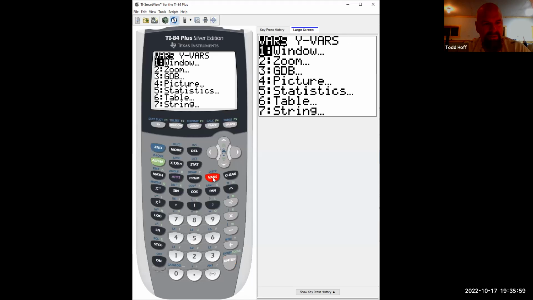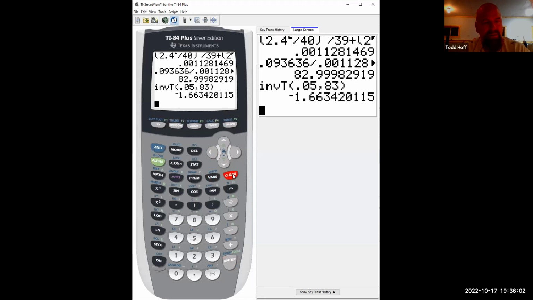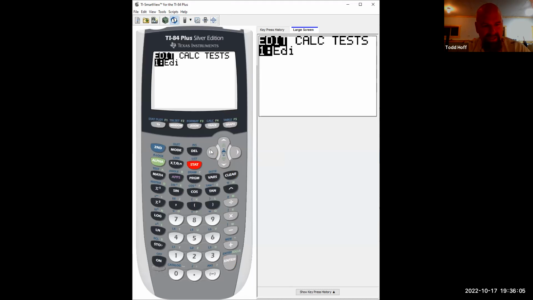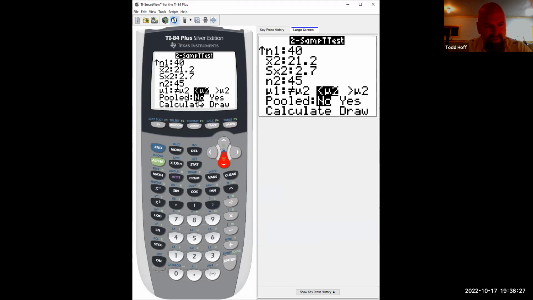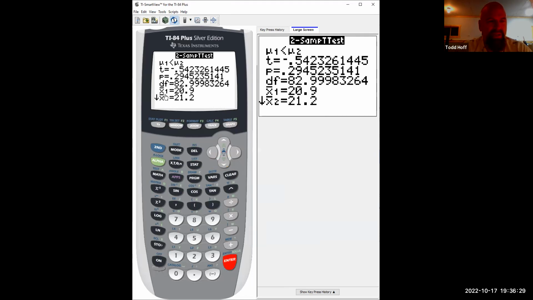So second, distributions. Oops, sorry, clear out that. Stat, tests, 2-sample t-test. And so sample 1 still has a mean of 20.9. Sample 2 is going to have a mean of 21.2. That was the 19.2 plus the difference of 2 that we hypothesized. Everything else stays the same. We just hit calculate, and now we get a much better result. So we get a test statistic of negative 0.542 and a p-value of 0.295.